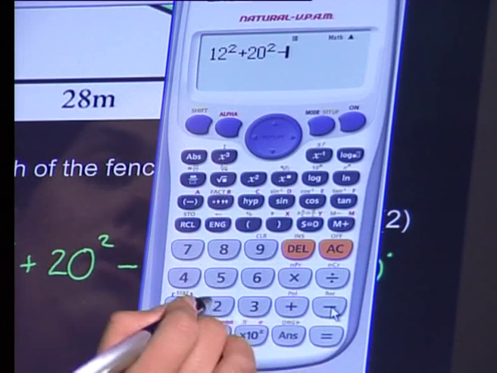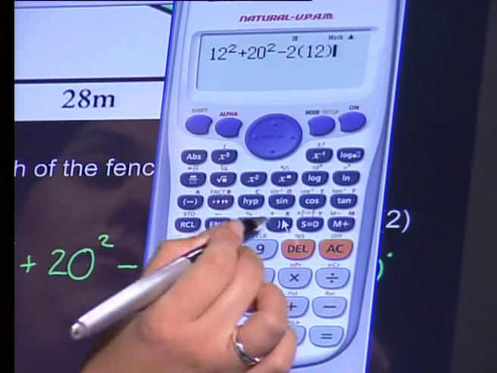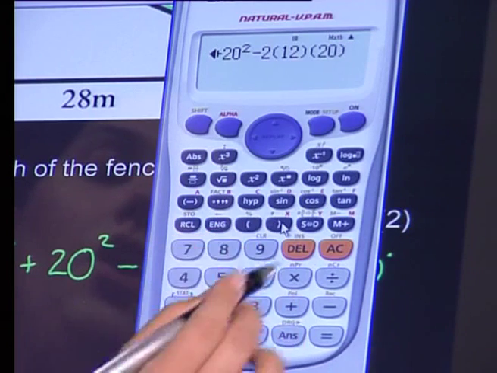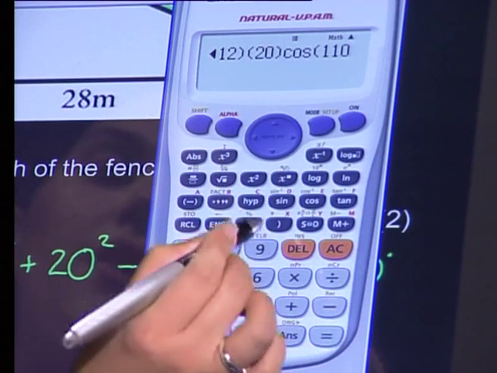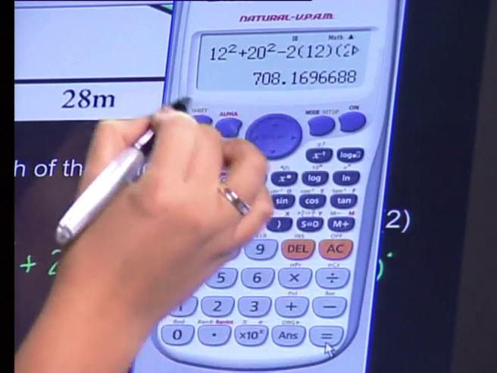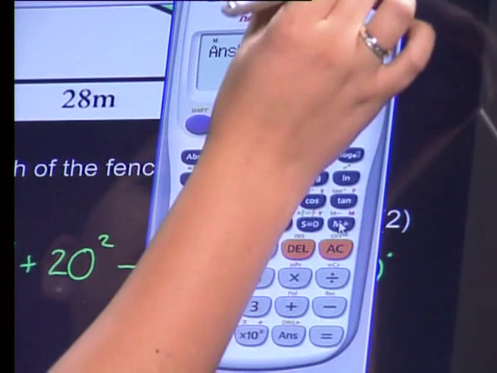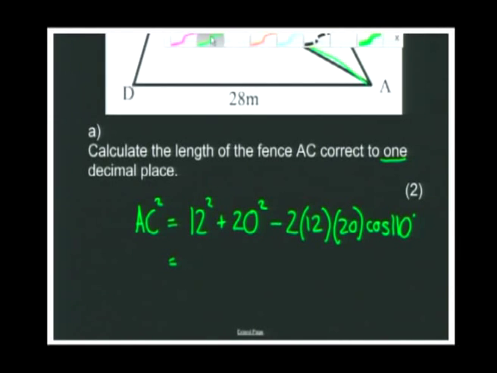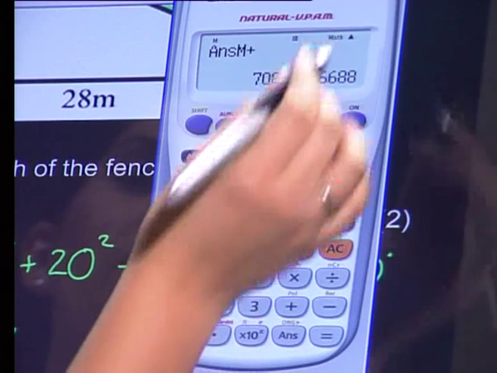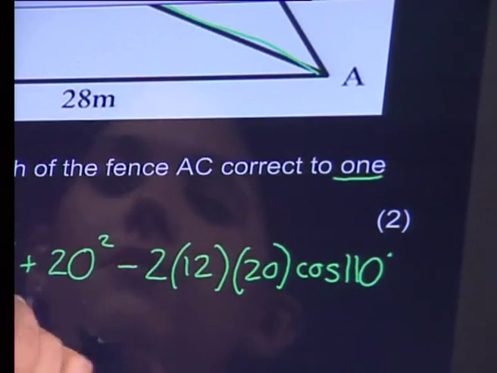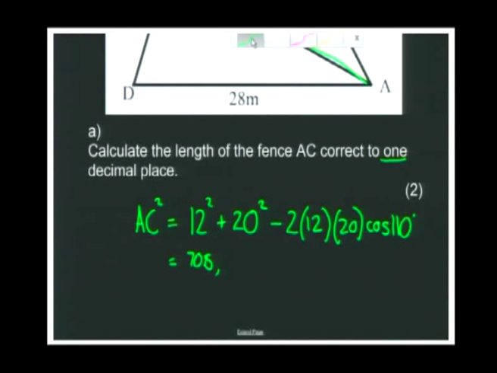$20 squared, cos of our angle, which is 110 degrees, and we get our answer of 708,16. I'm quickly going to store it into my memory in case I need it, and I now write my answer here of 708,16, which is going to be 17 when we round.